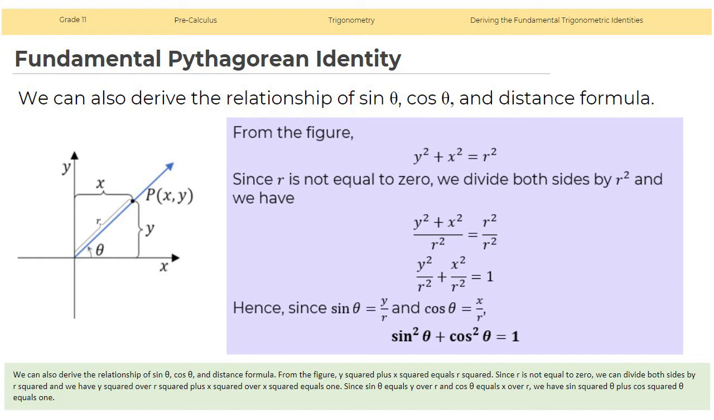From the figure, y squared plus x squared equals r squared. Since r is not equal to 0, we can divide both sides by r squared, and we have y squared over r squared plus x squared over r squared equals 1. Since sine theta equals y over r and cosine theta equals x over r, we have sine squared theta plus cosine squared theta equals 1.